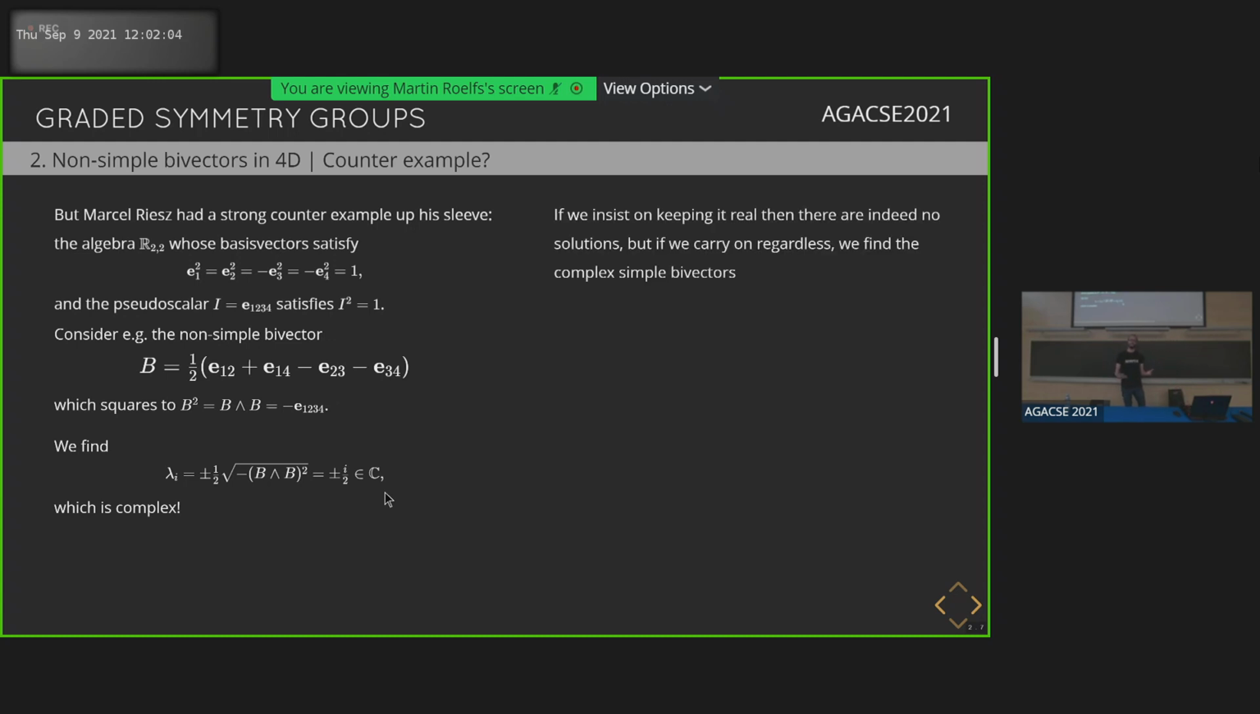And this is what caused Marcel Riesz to say, originally, that if you are in a geometric algebra over the real numbers, then there are no solutions. But let's just entertain the thought for a second that we step out into the complex plane, and I will address later what goes on there, and we just carry on regardless. So what you then find is two complex simple bivectors.